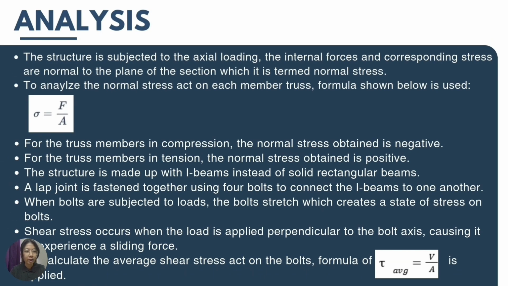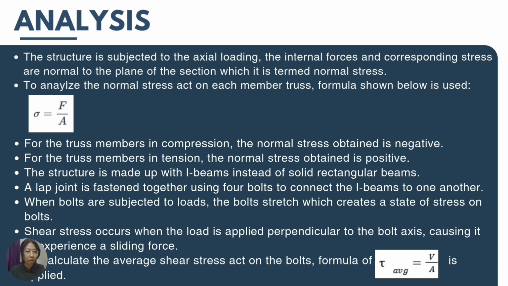Next is our analysis part. The structure is subjected to axial loading. The internal forces and corresponding stress are normal to the plane of the section, which is the normal stress. To analyze the normal stress acting on each truss member, we have used a formula, which is the normal stress is equal to the internal resultant force divided by the cross-sectional area of the structure. For a truss member in compression, the normal stress will be negative, and for a truss member in tension, the normal stress will be positive.